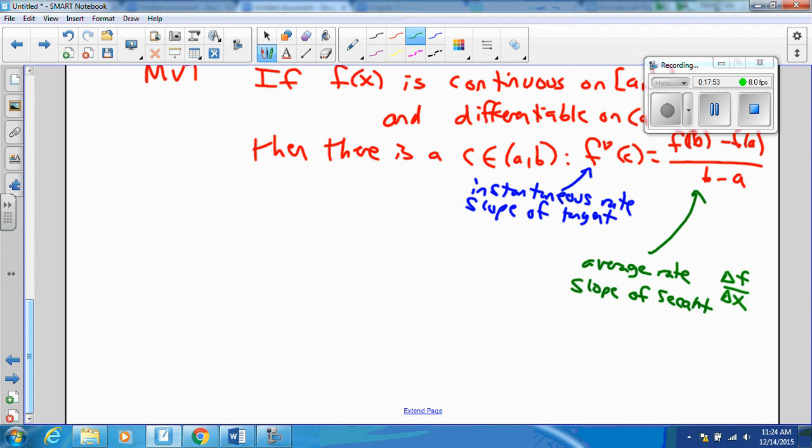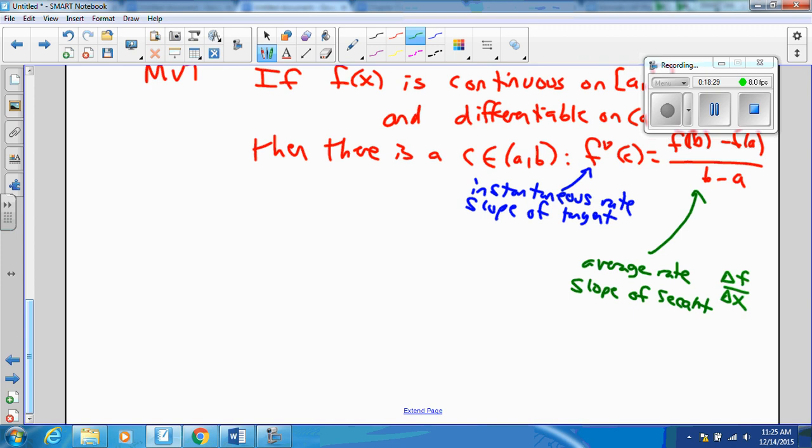Yes? When you get to, then there is a c in a to b such that f prime of c equals f of b minus f of a over b minus a, do you have to write the f of b minus f of a over b minus a before you put in the actual numbers, say f prime of c equals f of 3 minus f of 1 over 3 minus 1? Yeah, I recommend doing that because it helps keep your head straight.